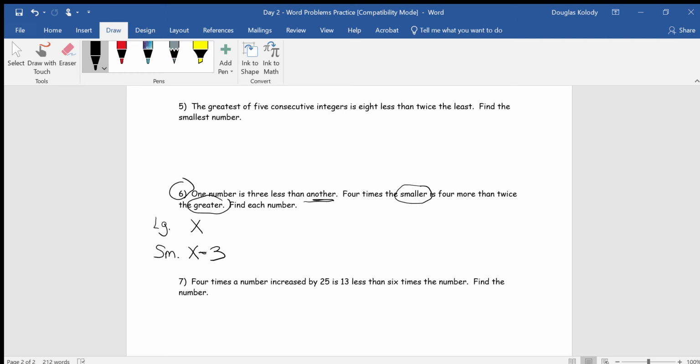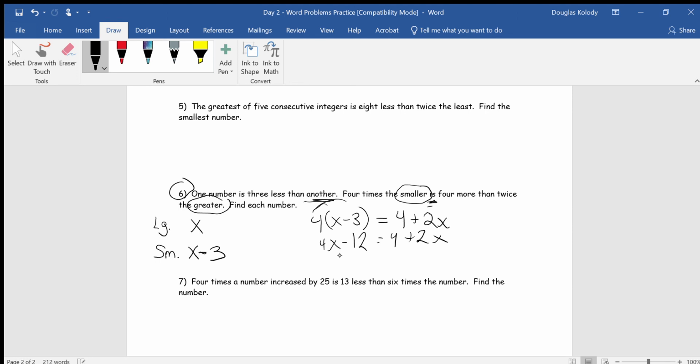Here we go. 4 times the smaller. So I'm going to write that. 4 times the smaller, which is x minus 3, equals 4 more than, so 4 plus, or I could say plus 4, twice the greater. All right, so the greater one, I did write larger by accident, but greater is the x, so 2 times x. There's my setup. So now I'm going to distribute. I'll get 4x minus 12 equals 4 plus 2x.